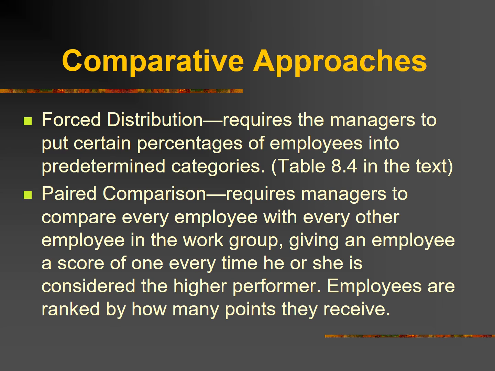Paired comparison says that you are going to compare every employee with every other employee, giving the employee a score. The person who comes across as having the better score against other employees would be your top performer.